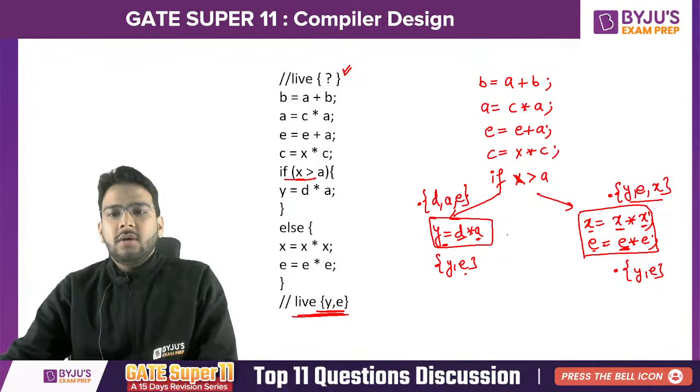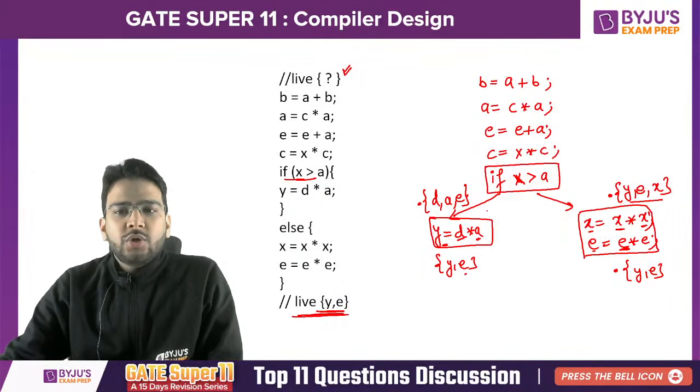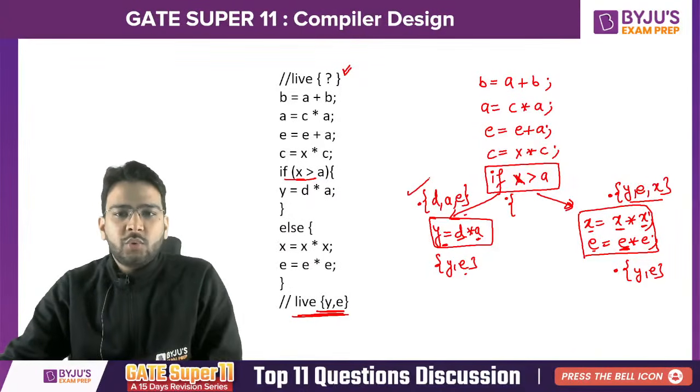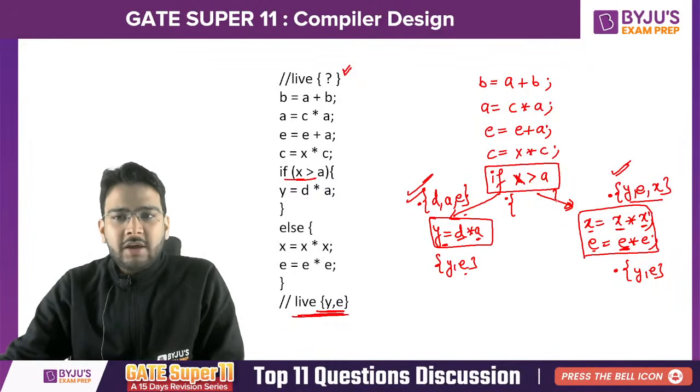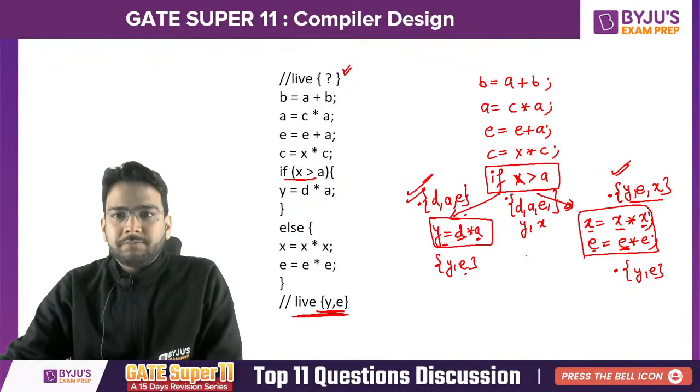E will be there. Now here, whenever you have the diversions, what will be the live variables here? Live variables will be the union of both these, the union of this one and this one. That will be the live variables present here. So we can say D will be present, A will be present, E will be present, Y will be present, and X will be present. Is it clear so far, everyone?